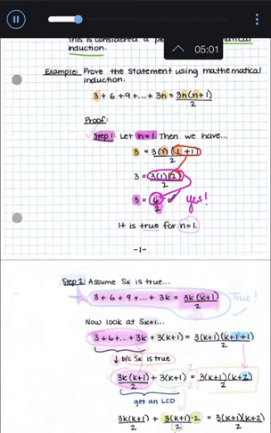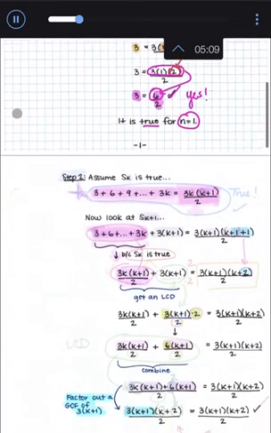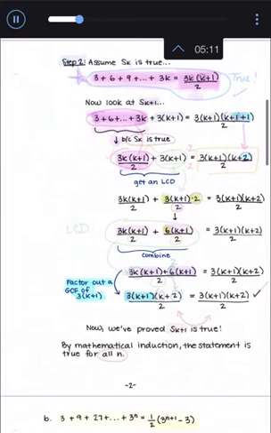So what does that mean? It means that our first step is complete. We have shown it is true for n equals 1. Now what we're going to do is step 2. Step 2 says, okay, let's assume it's true for some value k. So we'll plug in a k wherever there's an n.